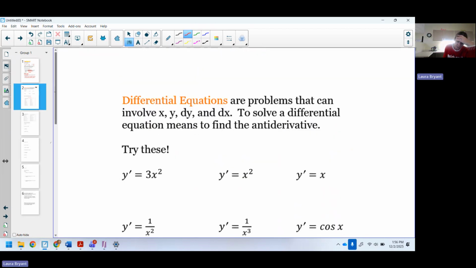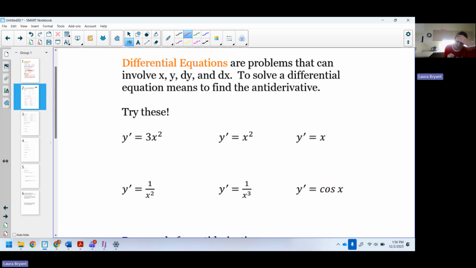Okay, differential equations are equations that use dy and dx in them. So all of the problems we're doing today are going to be a differential equation, or in other words, a derivative, because you're going to have dx at the end. And our goal will be to find the original or antiderivative.